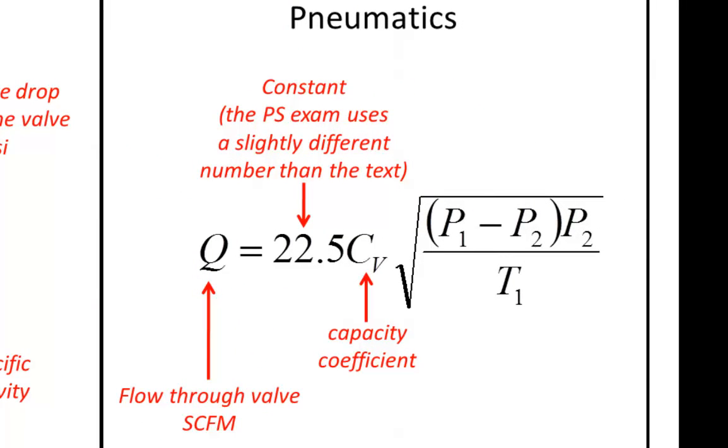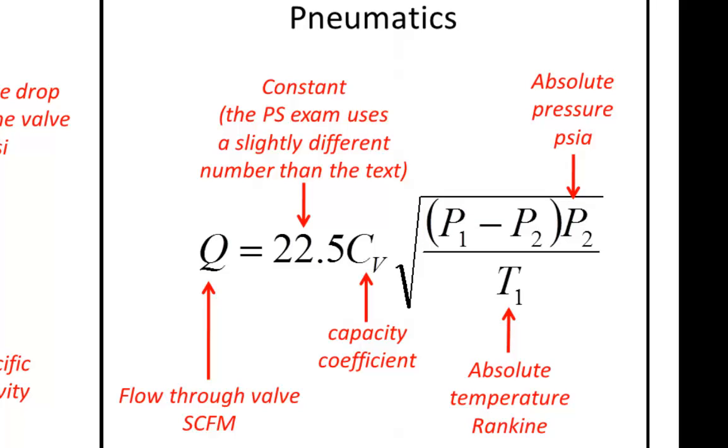And you'll also notice under the square root that we have P1 minus P2. That's the delta P, very similar to the hydraulics equation. But we also have P2 here. And whenever we have pressures that are multiplied, we have to use absolute numbers. So these pressures here, because it was a difference in pressure, we could use gauge pressures. But here we have to use an absolute pressure.